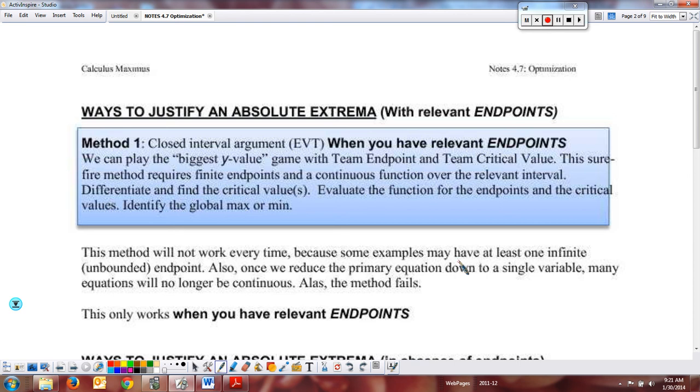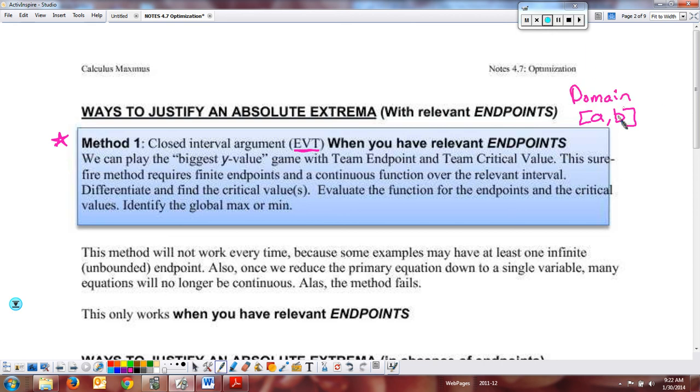Let's talk about our 3 methods. Get those kind of out of the way before we start doing some examples. The first method, we've already spent a lot of time talking about this, but we're basically going to be using the EVT. You have to have relevant endpoints. When you are figuring out your relevant domain, the domain that makes sense in this problem, it has to be a closed domain. You have to have from a value A with a bracket up to a value B with a bracket.